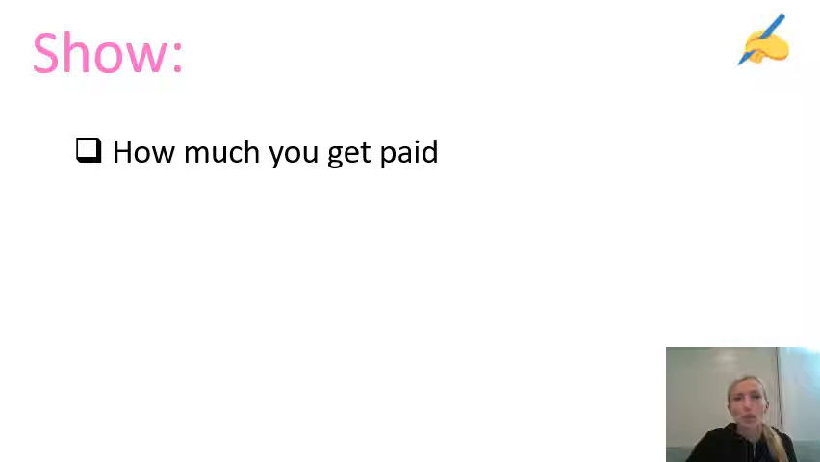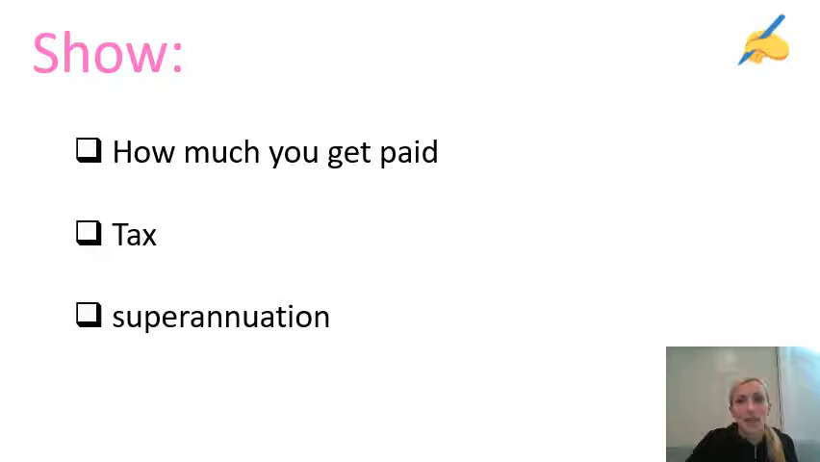So what's on a payslip? Well, it shows you how much you get paid for that particular period that you worked for. It also shows you how much tax gets taken out of your pay. We'll look at tax another day, but basically it's money that goes to the government to pay for building roads and schools, etc. And it also shows how much superannuation gets paid into your fund. Superannuation is like savings that you can access when you're retired.